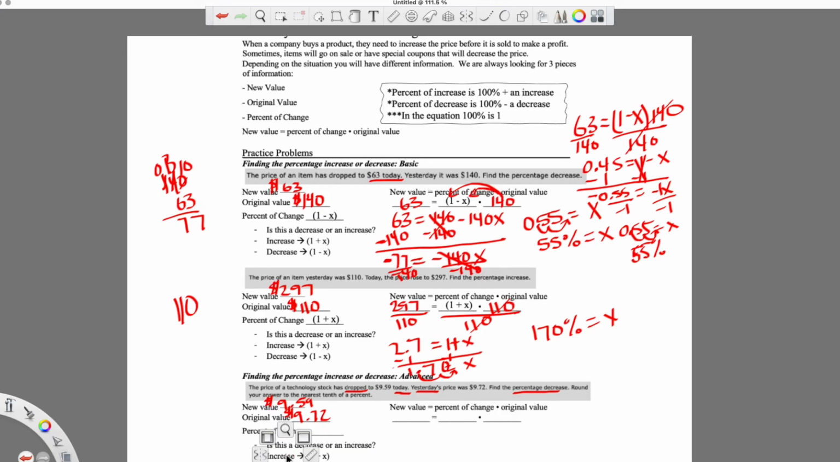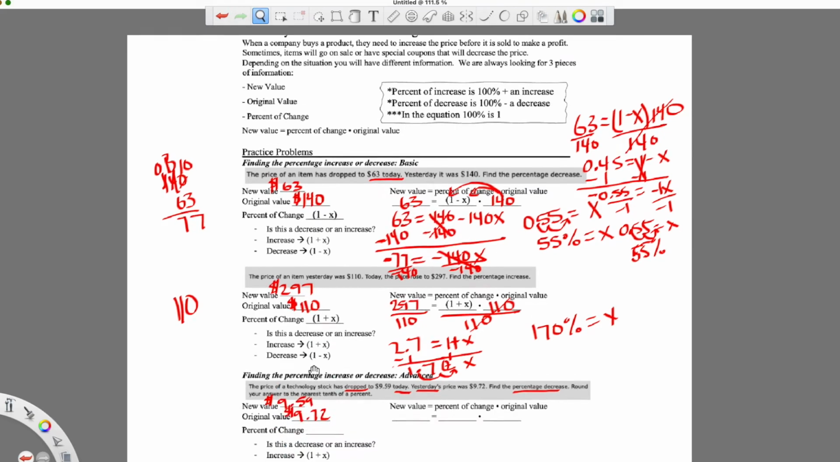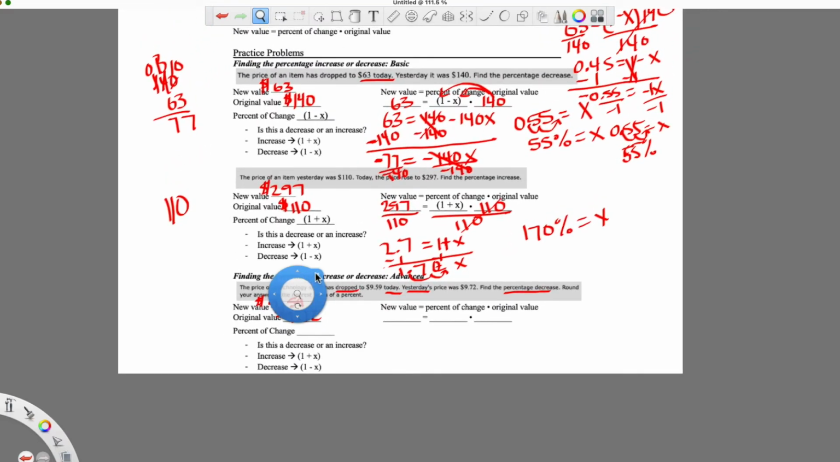Let's see if I can scooch this up just a little bit so we can see it. So it's a percent of decrease. So I'm going to go down here. Is this a decrease or increase? Well, it's a decrease. So I know I'm going to use 1 minus x. So that's why I put these here as a little key to help you. Remember, if it's an increase, you're using 1 plus x. If it's a decrease, you're using 1 minus x. So now I'm just going to plug it into my little formula.